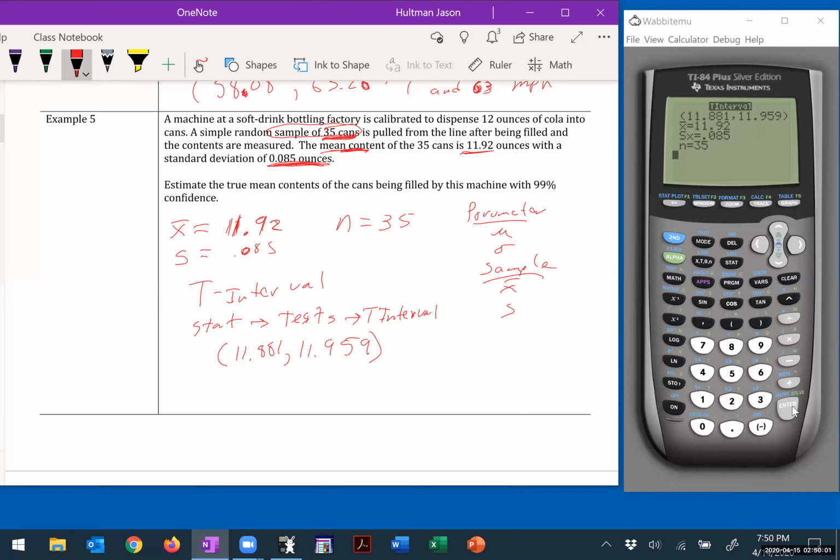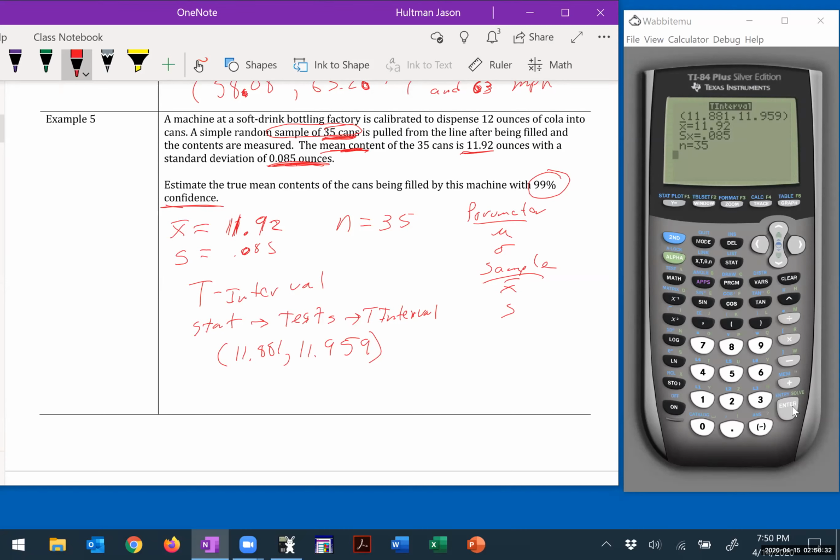Right? Because again, we have to put this in context of the problem. Raw numbers mean absolutely nothing without the context of the problem. I have a question. Yeah, go ahead. The confidence level, why is it 0.99? Yeah, because it says right here, 99% confidence. Oh, sorry. I didn't see that.